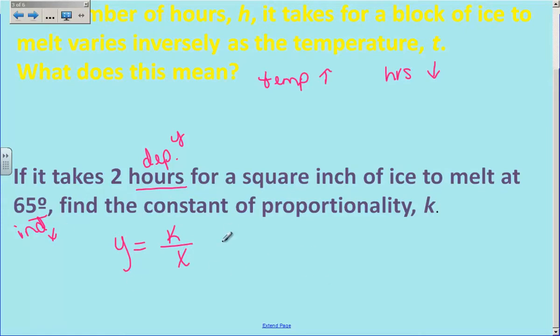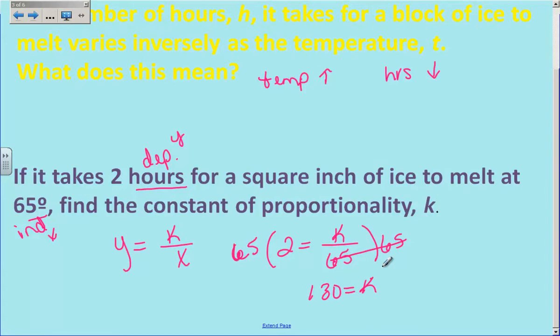So I'm going to plug these in. I know that it takes 2 hours for my ice to melt at 65 degrees. And I want to find out what k is. My entire goal is to find out what does k equal. Okay, so to find the constant of proportionality, I've got to get k all by itself. Well, the only way to do that is to clear this fraction, and the only way to do that is to multiply both sides of this by 65 so that these will cancel out. And when I do 65 times 2, well, 60 times 2 is 120. 65 times 2 will be 130. So my constant of proportionality is 130.